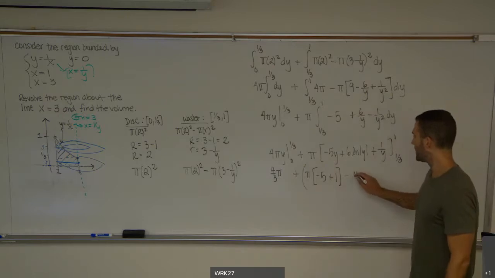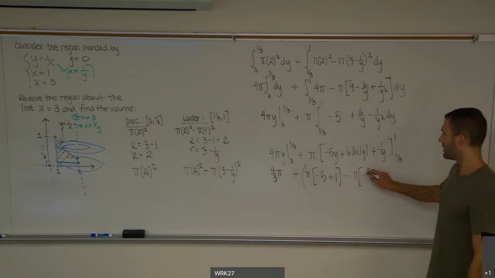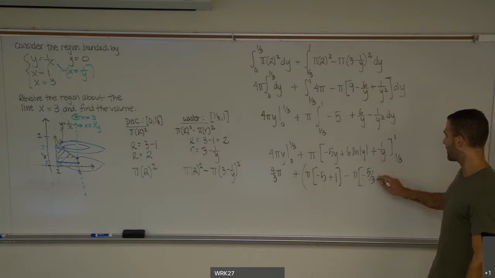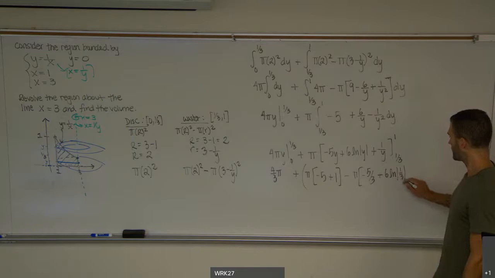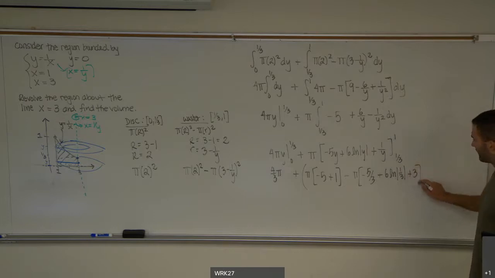And then minus pi times, okay, let's plug in 1/3. Here we get -5/3. Here we don't get such a nice number. What we get is 6 times ln of 1/3. And then plus 1 over 1/3, which is 3, right? So then we get a plus 3.